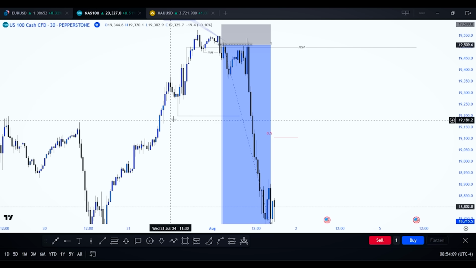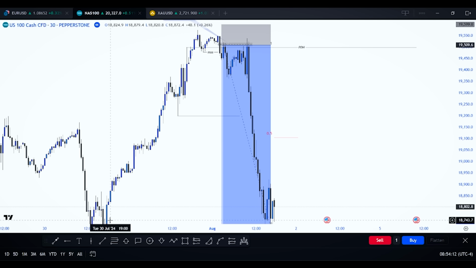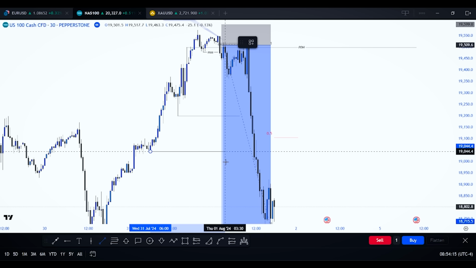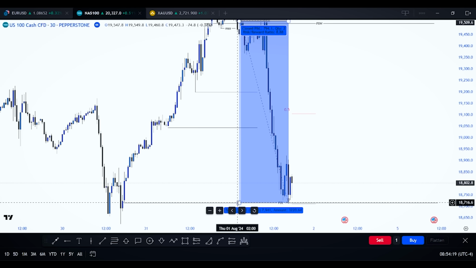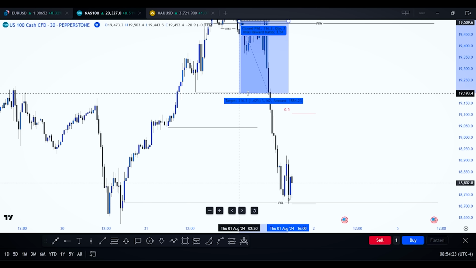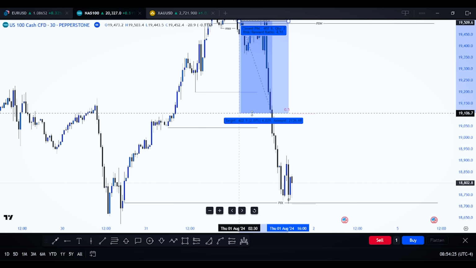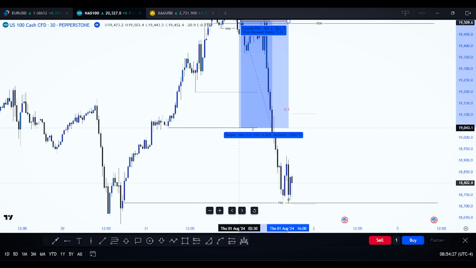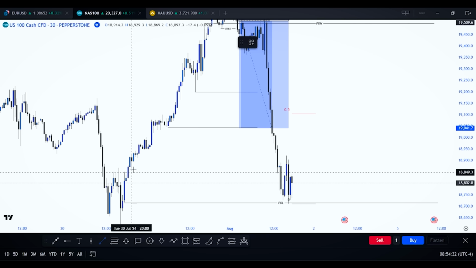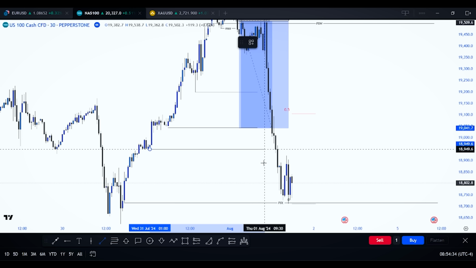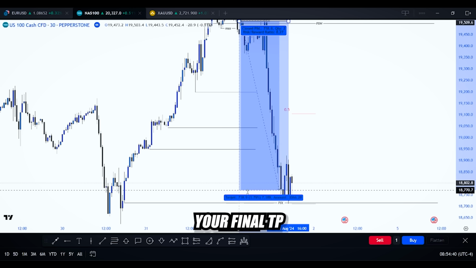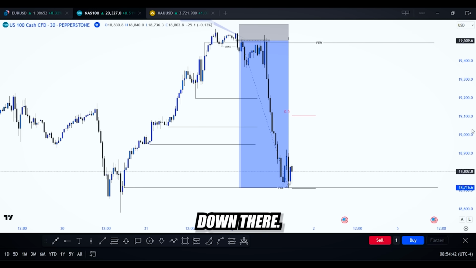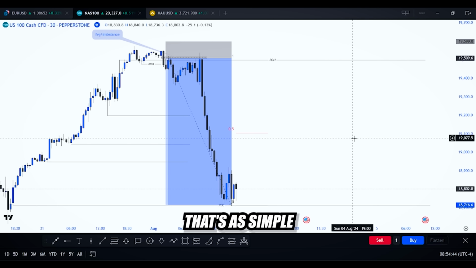Firstly, that low right there can be your take profit point, and that low right there can be your second take profit point. So for example, you'd be looking at something like this: your first TP right there, your second TP at the 50%, your third TP at that low right there, and your fourth TP on this low that has been created right here. And right there, you got it, that's your final TP down in there. And yeah, guys, that's as simple as it gets.